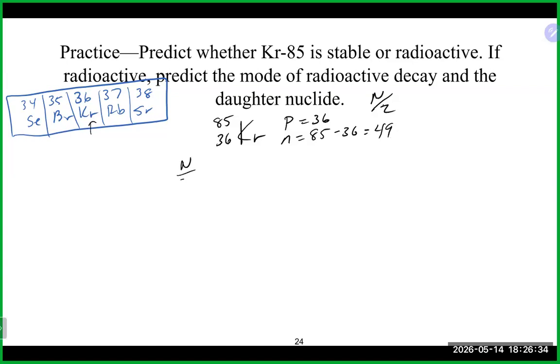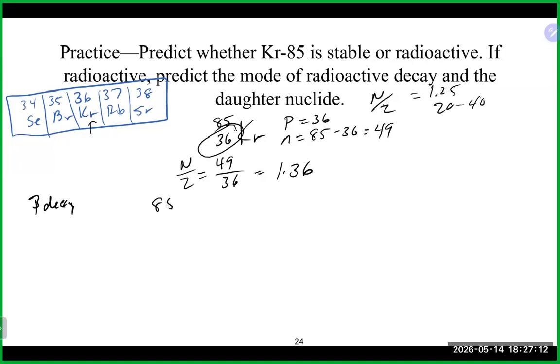Now calculating our N to Z ratio, we'll do 49 divided by 36 in this case. And we will end up with a ratio of about 1.36. Now Krypton will fall in the 20 to 40 category of ratio, and that acceptable ratio is 1.25 in this case. And obviously here, 1.36 is higher than 1.25. That means it's unstable and it will follow a beta decay to bring it back down.